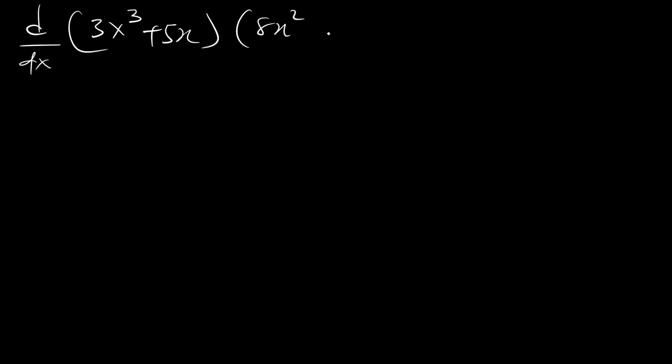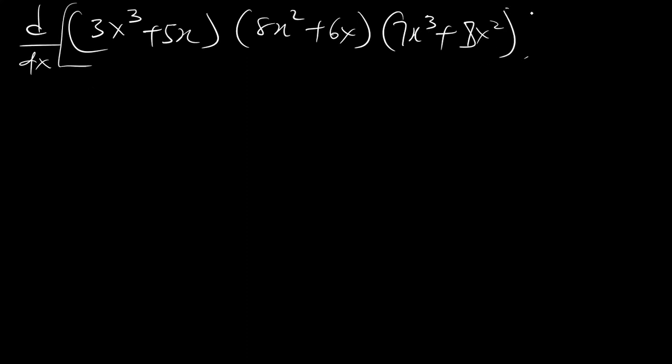Let's say you are given a derivative of 3x cubed plus 5x times 8x squared plus 6x times 7x cubed plus, let me just say 8x squared. So you have the derivative of this. This is a product of three functions. So now we're going to apply the same thing here.